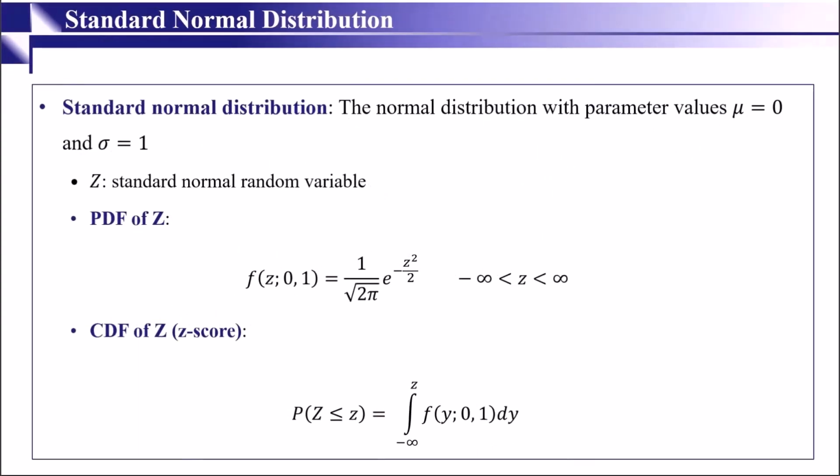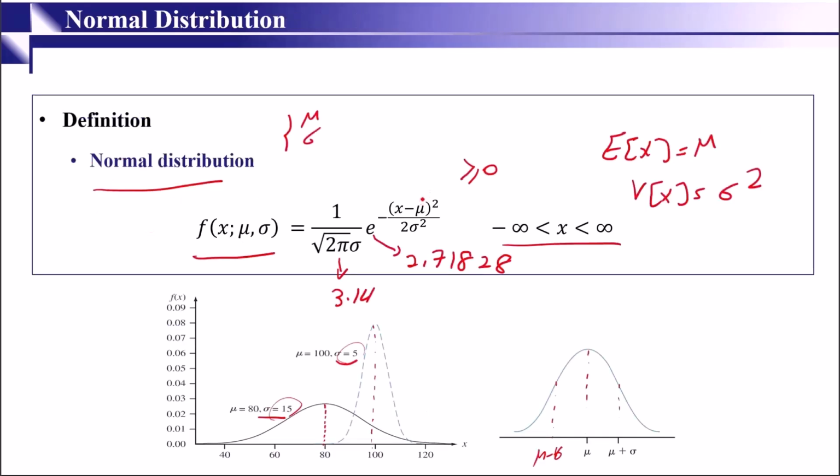Now we want to check the standard normal distribution. The standard normal distribution is a special kind of normal distribution where mu is equal to 0 and sigma is equal to 1. We denote it by Z, the standard normal random variable. The probability density function of Z is equal to, because here mu is equal to 0, right? And this sigma is equal to 1.